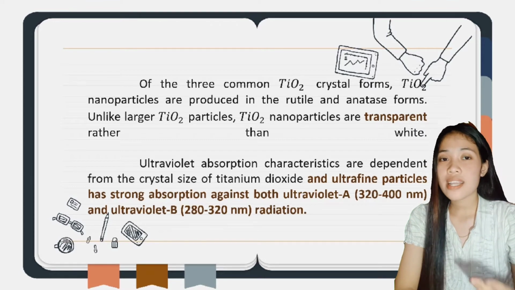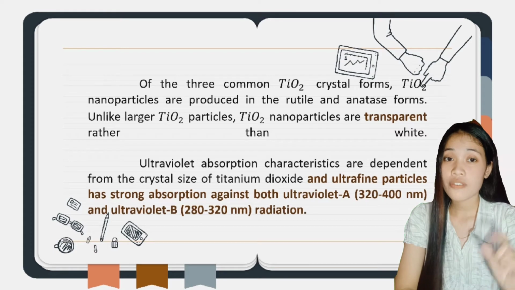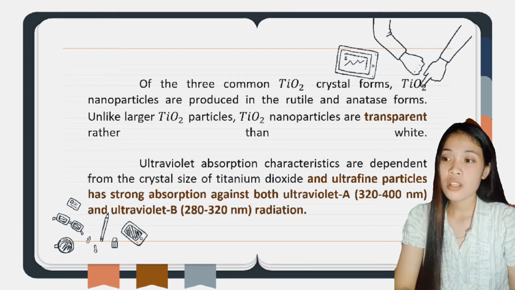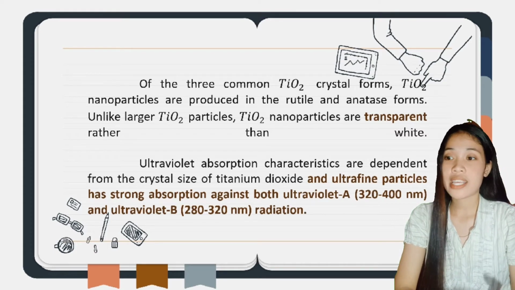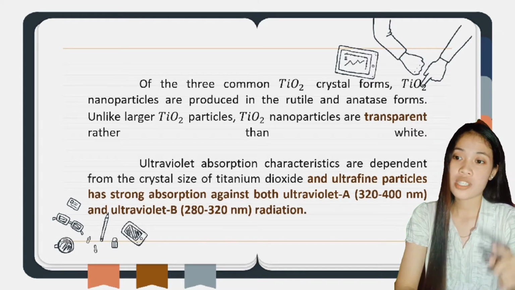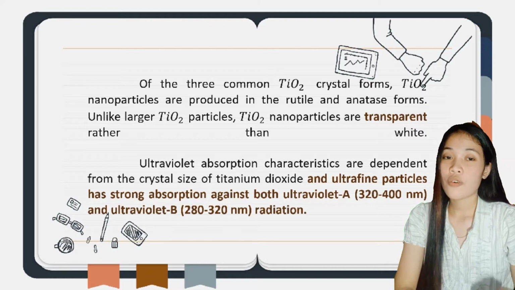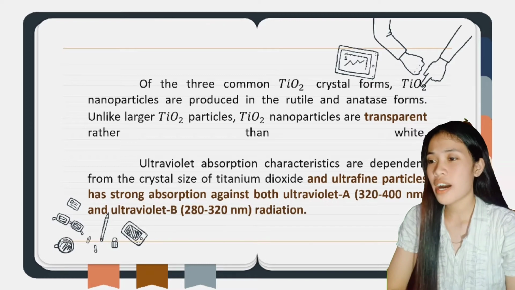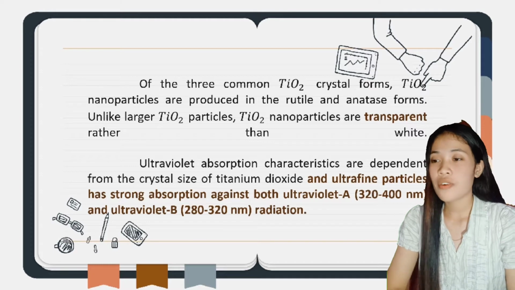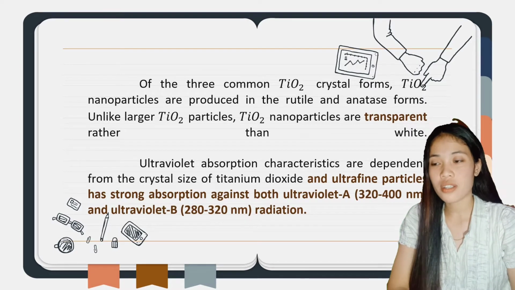So since titanium dioxide nanoparticles are ultrafine, meaning they are small, it has a strong absorption against both ultraviolet A, which ranges from 320 to 400 nanometers, and ultraviolet B, which ranges from 280 to 320 nanometers radiation.